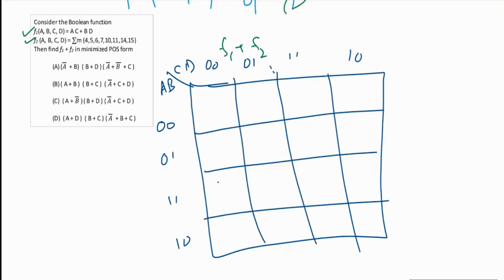Okay, and the first thing is sum of min terms. Min terms means I need to place 1 at these places. So you know that this is 0, 1, 2, 3, 4, 5, 6, 7, 8, 9, 10, 11, 12, 13, 14, 15. Now substitute 1 at these places. Okay, so that is 4, 5, 6, 7. So this is 4, 5, 6, 7. Then 10, 11, 14, 15. This is 10, 11, 14, 15.